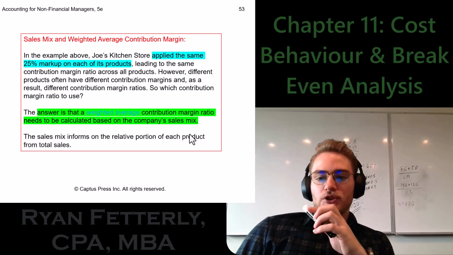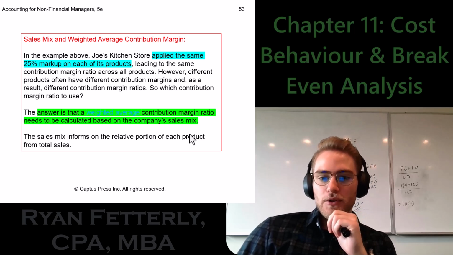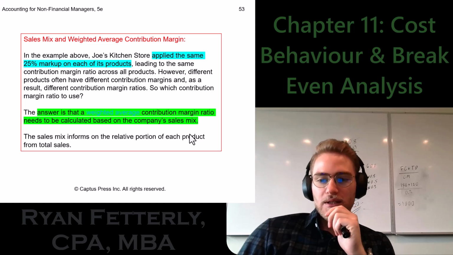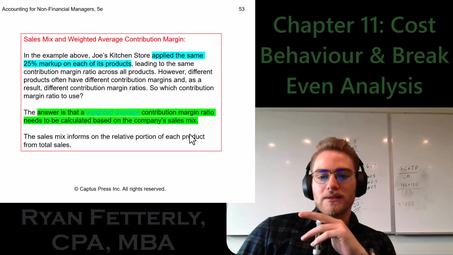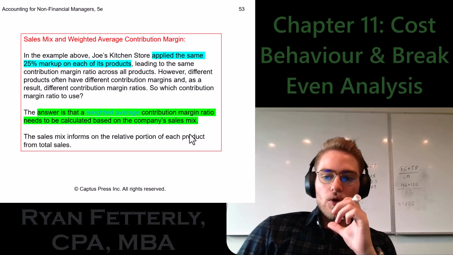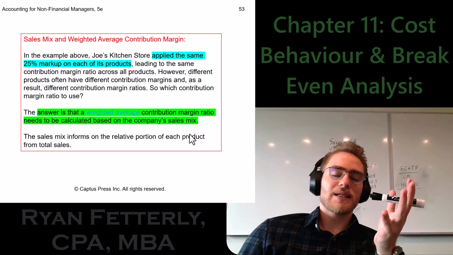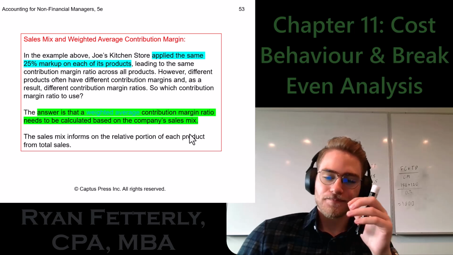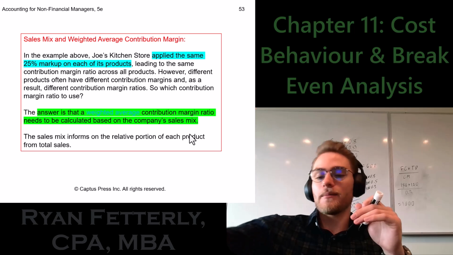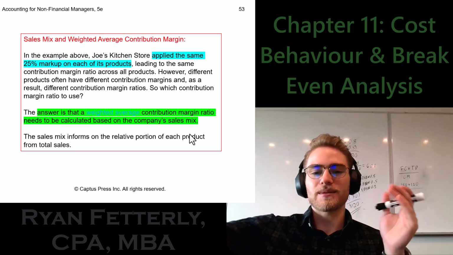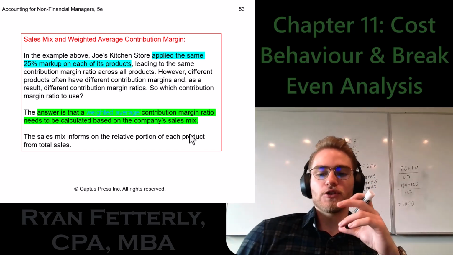So in the above example, Joe's Kitchen Store applied the same 25% markup on each of its products, leading to the same contribution margin ratio across all products. However, different products often have different contribution margins, and as a result, different contribution margin ratios. So which contribution margin ratio do you use? Say one's 30% and one's 10%, instead of my knives having a contribution margin of 20% and my appliances also 20%, because in most cases that doesn't happen. Usually all your different product lines have different contribution margins.